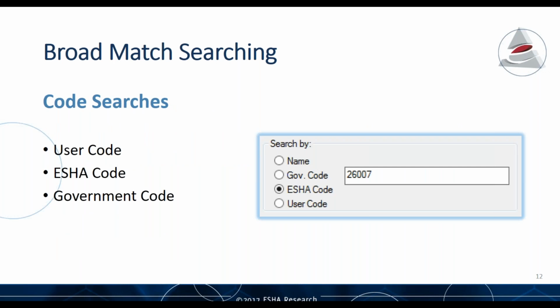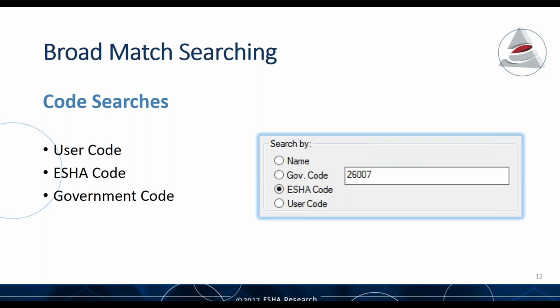You can search by a variety of codes. We have user code, ESHA code, and government code. User codes are codes that you would assign to ingredients or recipes, and you can assign a user code to those ingredients and recipes that you've added or ingredients in the ESHA database. An ESHA code is an internal code that we assign to ESHA database ingredients. If you have added ingredients to your software, these will not be assigned an ESHA code.